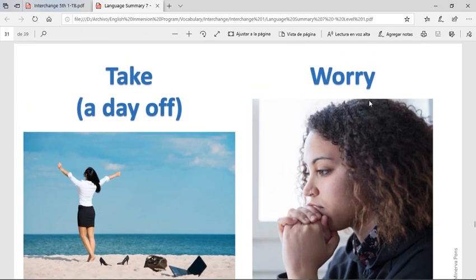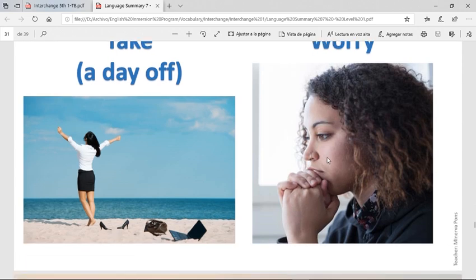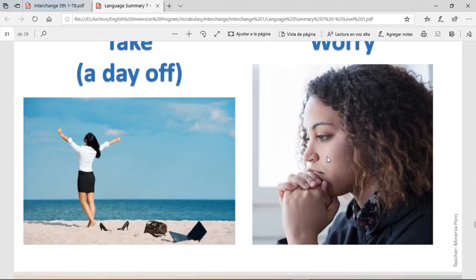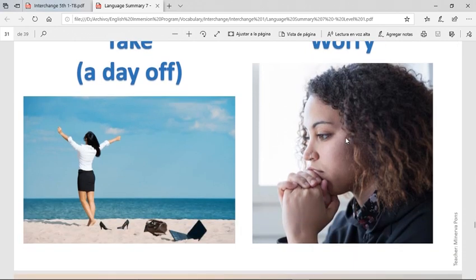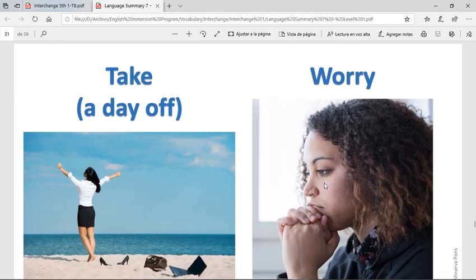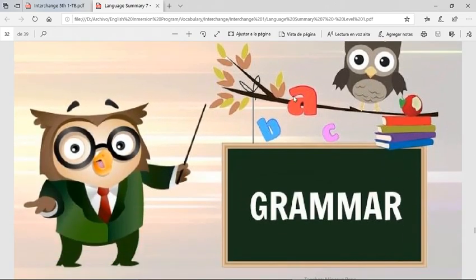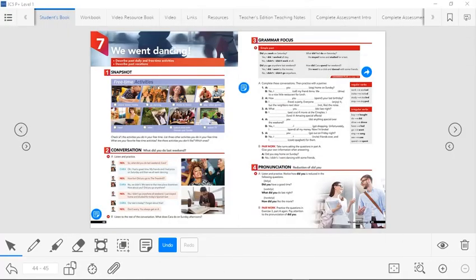Okay? To worry is when you have a lot of thoughts of things that can be bad, and you're thinking on what you are going to do with this. For example, we are worrying because of coronavirus right now. We worry a lot. Okay? We're going to continue here in a couple of minutes when we get to the grammar. But for now, let's go to the book.